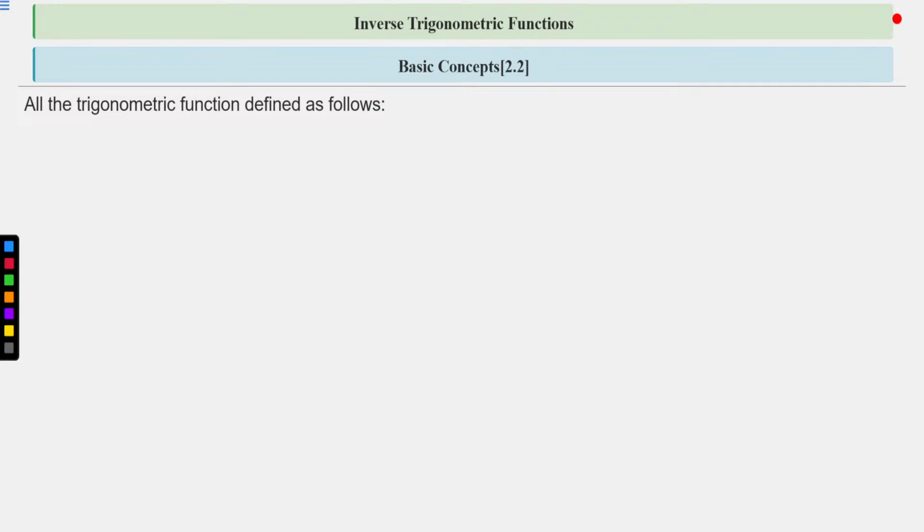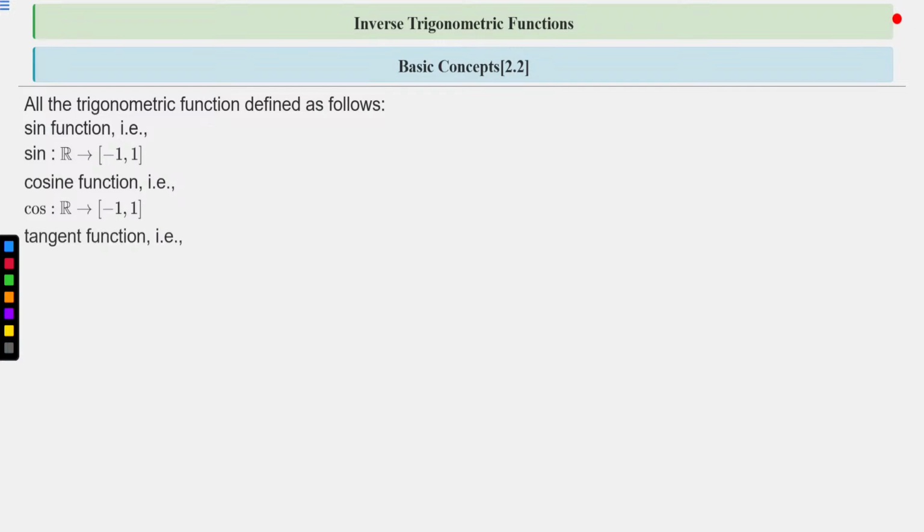All the trigonometric functions are defined as follows. Sine function: sine theta is defined from all real values to -1 to 1. Cosine function, that is cos theta, is defined from all real values to -1 to 1. Tangent function, that is tan theta, is defined from all real values except x such that x is equal to (2n plus 1) pi by 2, n belongs to Z, to all real numbers, right? Clear?